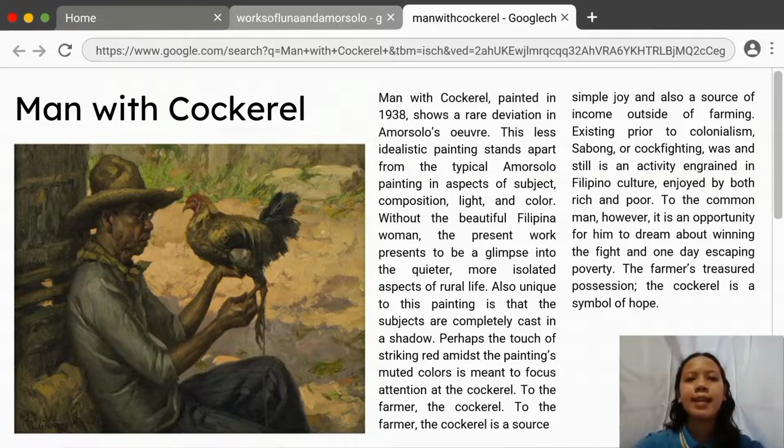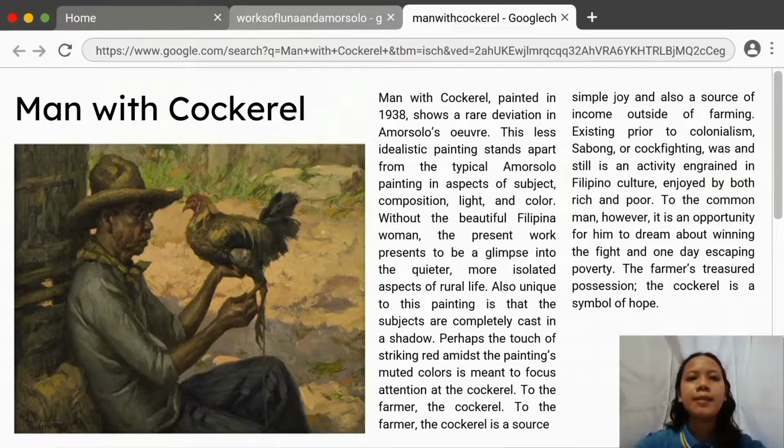This less idealistic painting stands apart from the typical Amorsolo paintings in the aspect of subjects, composition, light, and color. The present work presents a glimpse into the quieter, more isolated aspects of rural life, without the beautiful Filipino women, and features solely the man with his beloved rooster.